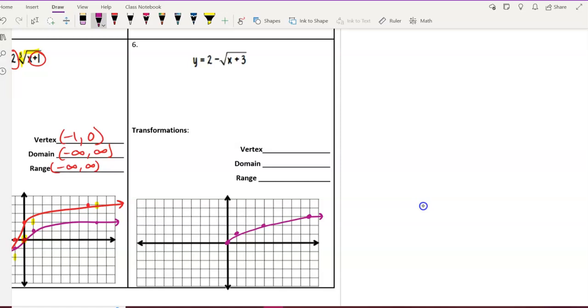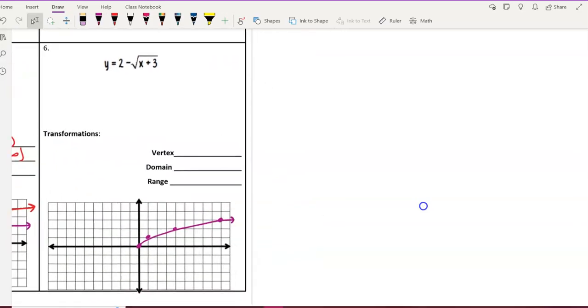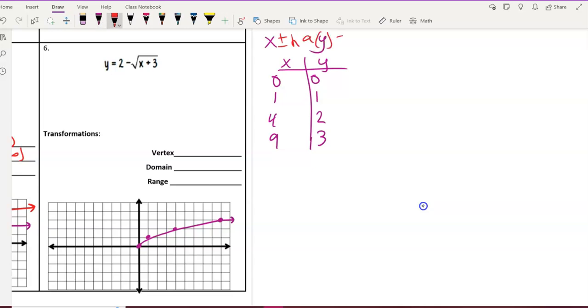Now, we're going to do it mathematically first, and then we'll do it visually. So mathematically, we start a table, x and y: 0, 0, 1, 1, 4, 2, and 9, 3. We said with x, we add or subtract h, and with y, we multiply by a and add or subtract k.